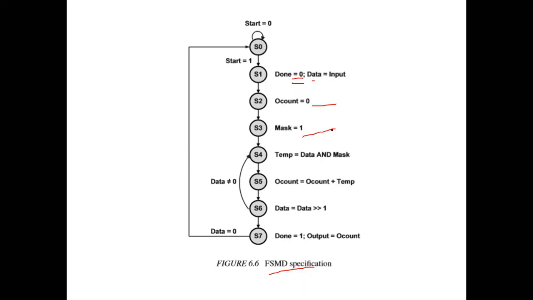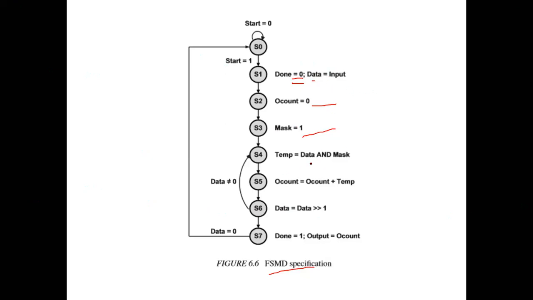States 1, 2, and 3 do the initialization. So one variable from the register file will be initialized at a time. We can do a control signal initialization as well as a data path or data register initialization in the same state. That's why the first state has two initializations, done equal to 0 and data equal to input. State 2 has only one, output count initialized as 0, then mask initialized as 1.